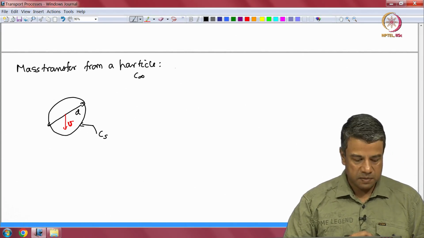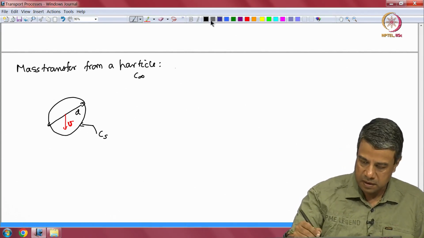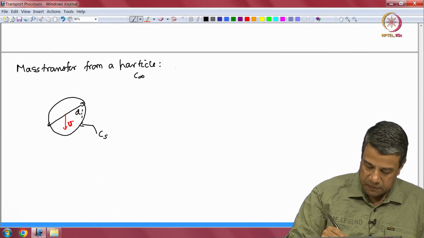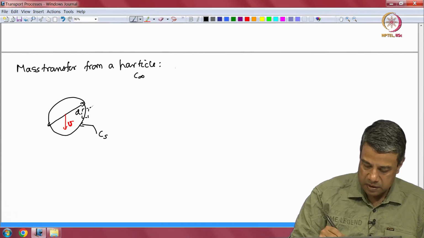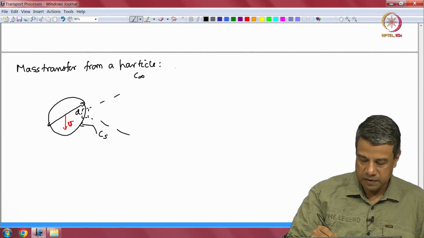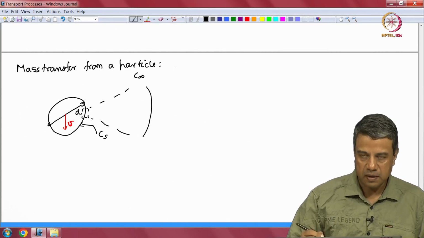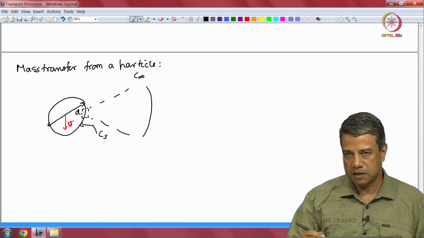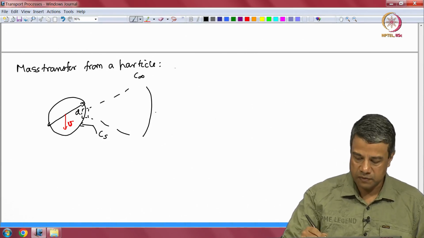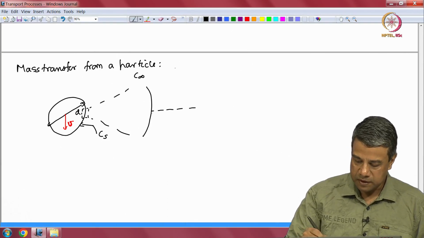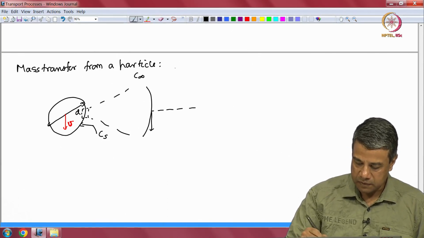Now, why is this mass transport taking place? If I magnify a small zone somewhere on the surface of the particle, this is the particle, and you have some fluid flow because the particle is moving in some manner relative to the fluid. So, there is some velocity profile in the fluid.